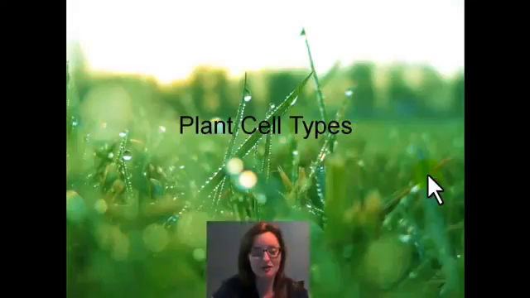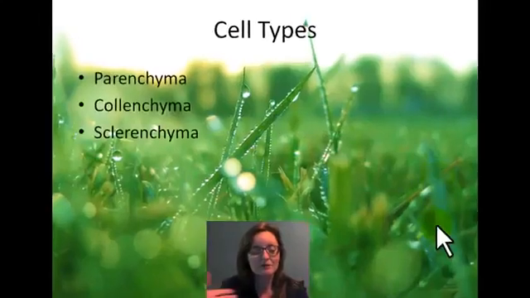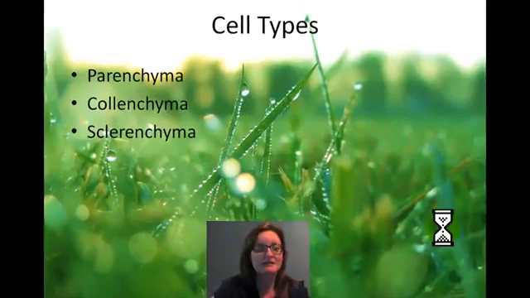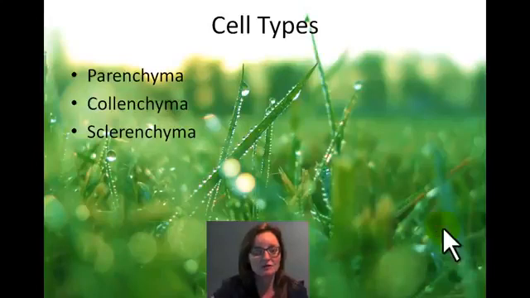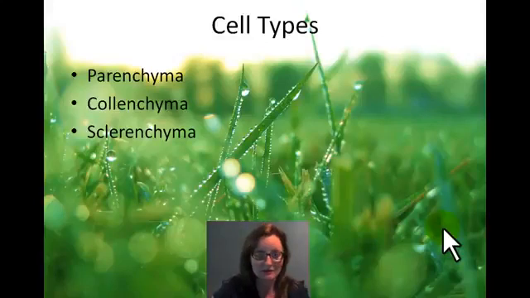Okay, so today we're going to talk about plant cell types, and there's three main types that we need to talk about: Parenchyma, Collenchyma, and Sclerenchyma. Now I know those words are crazy big and they sound like they're related to Rumpelstiltskin, but not quite. So let's figure out what they are.